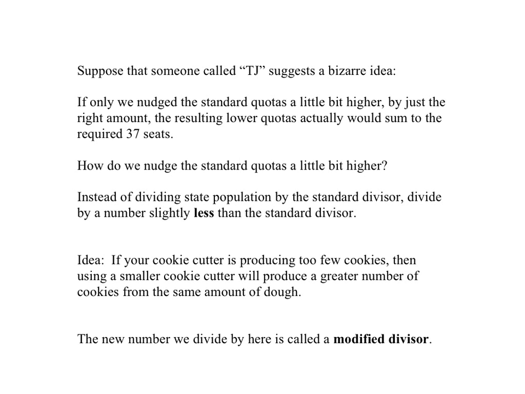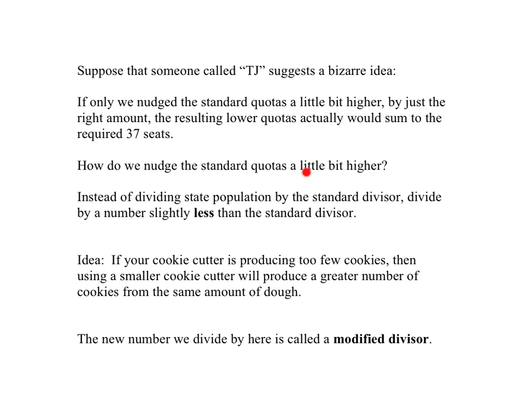Now, suppose that someone comes along, someone named TJ, very bright guy, and suggests what seems at first like a bizarre idea. The bizarre idea is, nudge the standard quotas a little bit higher. If we can just nudge the standard quotas a little bit higher, by just the right amount, the resulting lower quotas actually would sum to the required 37 seats, right? So they don't sum to enough right now, but if we just nudged them a little bit higher, they would add up to 37. All right, so that sounds nice.